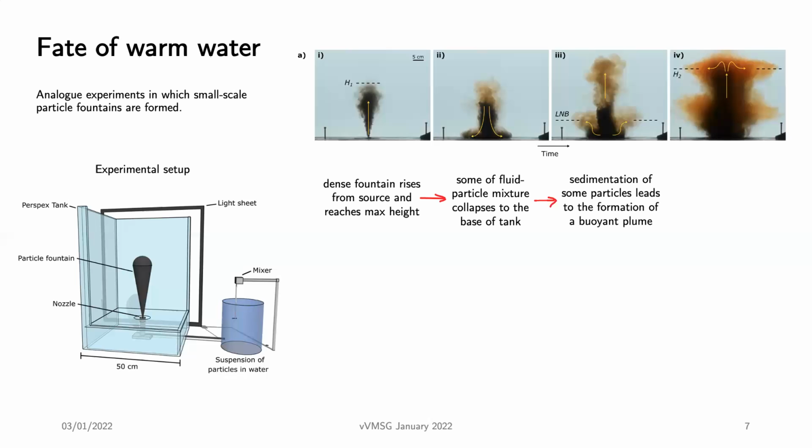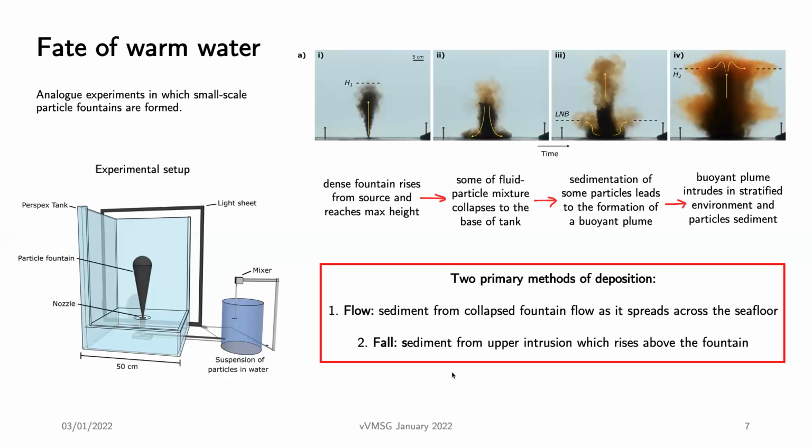The plume then rises through the stratified ambient environment and reaches a maximum height H2, where it intrudes and spreads radially. At this point, some of the particles sediment from the intrusion. So these experiments show that there may be two primary methods of deposition from a low-rising dense fountain.